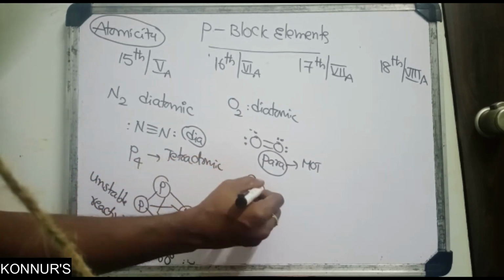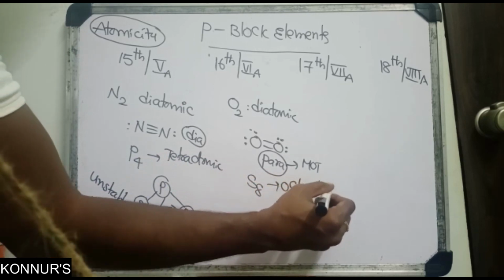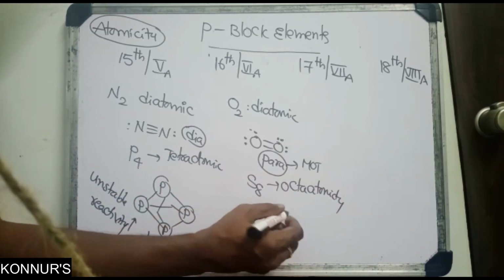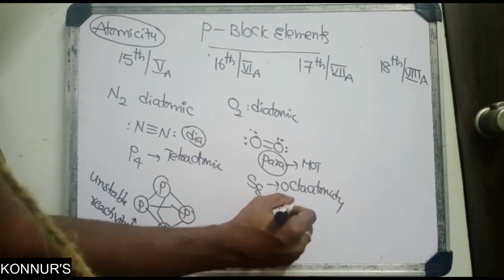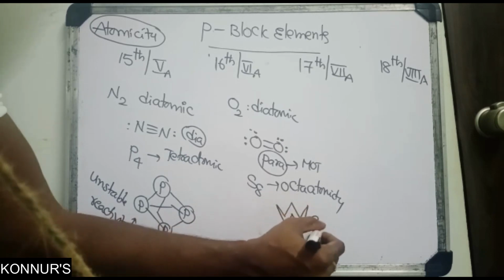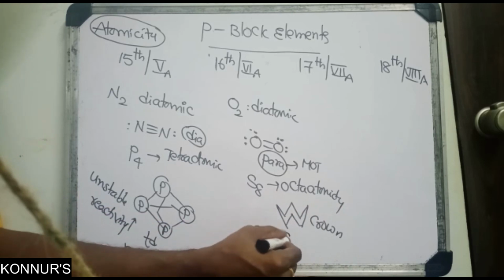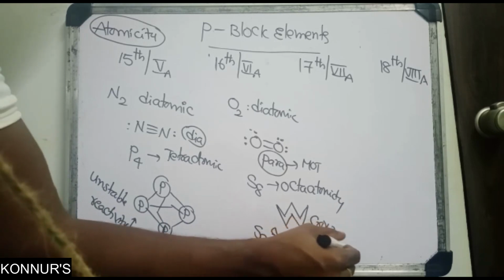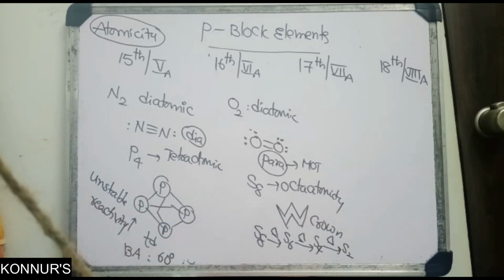If you see sulfur, that is octaatomic. It is showing octatomicity. It looks crown shaped. So the structure is crown shape. S8, when heated, you will get S6. If you heat S4, heating again, you get S2. S2 is similar to the O2 type of structure.